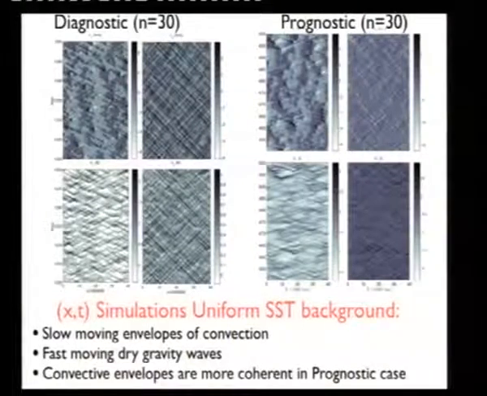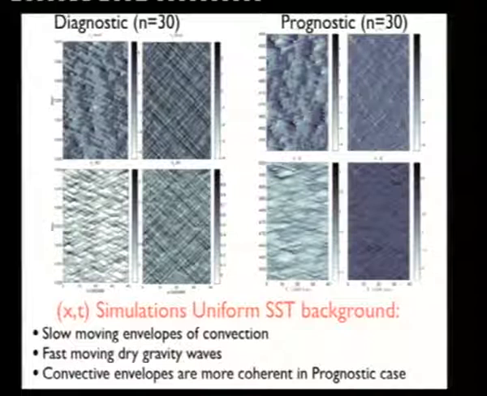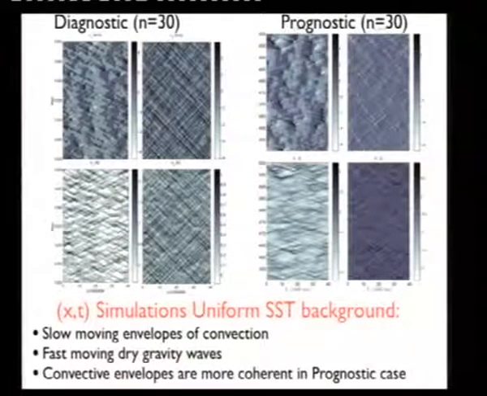So when we do nonlinear simulations, this is the stochastic model with the diagnostic closure, and we get these kinds of waves that move. This is just U1, U2, this is theta 1 and theta 2. When we go to the prognostic, you can see some envelopes of convection. This is just the winds. I'm going to show you the other variables. But the important thing is that there are lots of dry waves also in the middle between the moist waves that are very prominent.